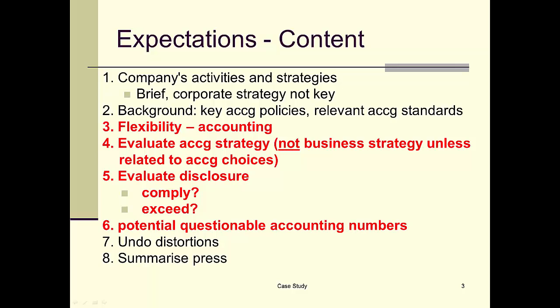Are they just trying to make themselves appear low risk and large profit? Or are they trying to do something else? It is important to understand that for item 4, we are talking about accounting strategy. This means accounting choices that are made. We are not talking about business strategy.